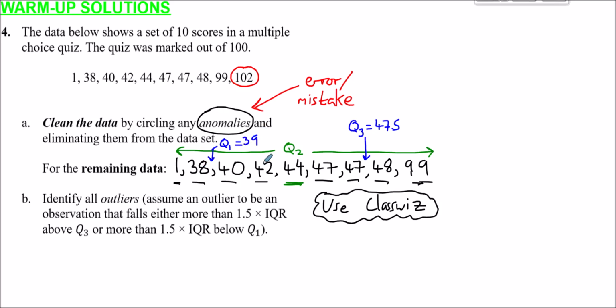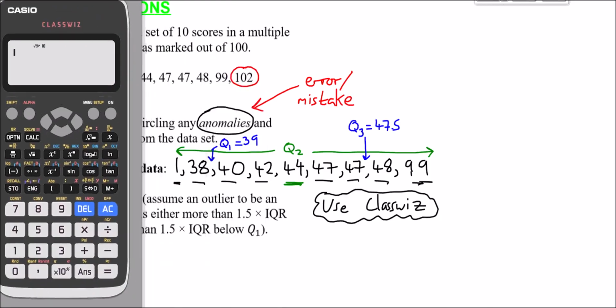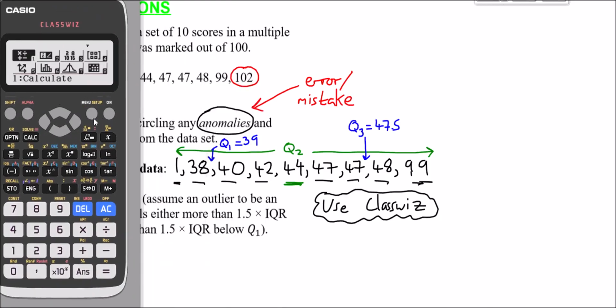is 39. Now I'm not recommending you do it that way. I just want to show you so that the numbers don't look like witchcraft when the Classwiz just generates them without any explanation. So how do you do this using the Classwiz? I'll show you here. So we get the Classwiz up and ready. We press menu and scroll along until we get to statistics and press equals. We want a 1 variable calculation, so press 1 for 1 variable.